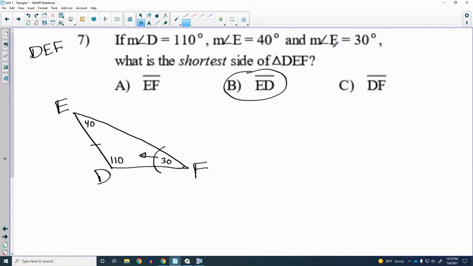If angle F is my smallest angle, just put the two letters that are missing, and that's DE. That means side DE or ED, right? It doesn't really matter which direction, which letter I put first there. And that is side triangle inequalities, what we just finished, part one, triangle inequalities.